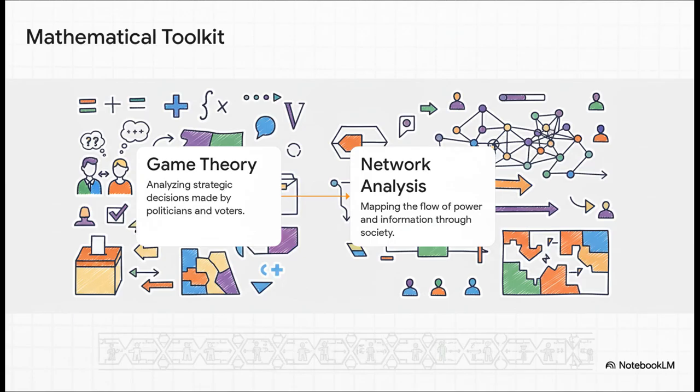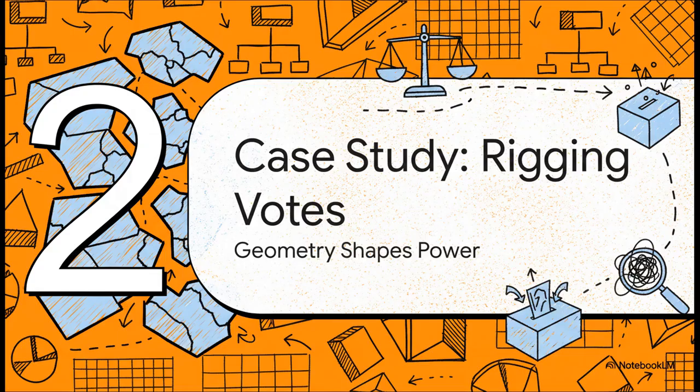First up is game theory. Don't let the name scare you. It's just a way to analyze the strategic moves everyone makes, from voters to the people in power. And second, we've got network analysis, which lets us literally draw a map of how information and influence spread through society. Let's get our hands dirty with our first case study.